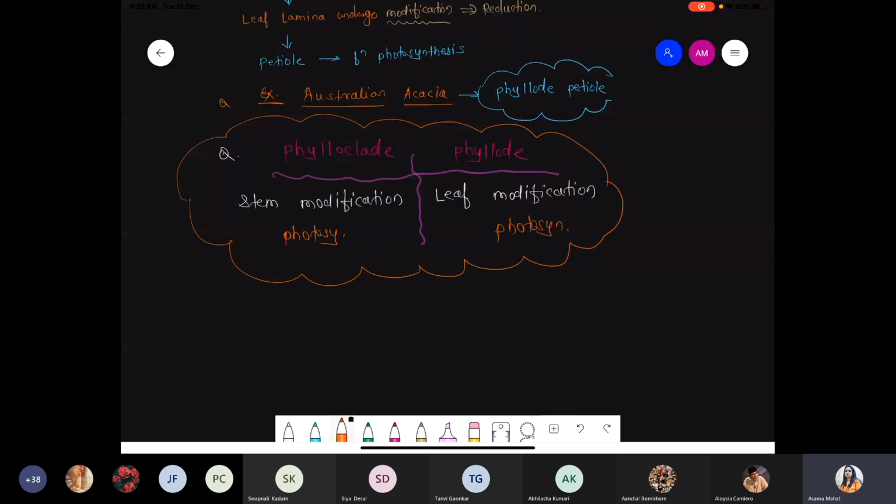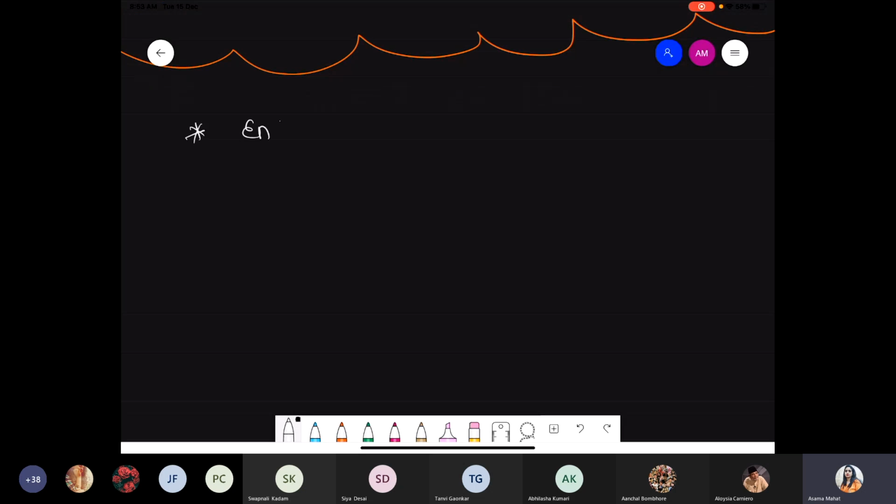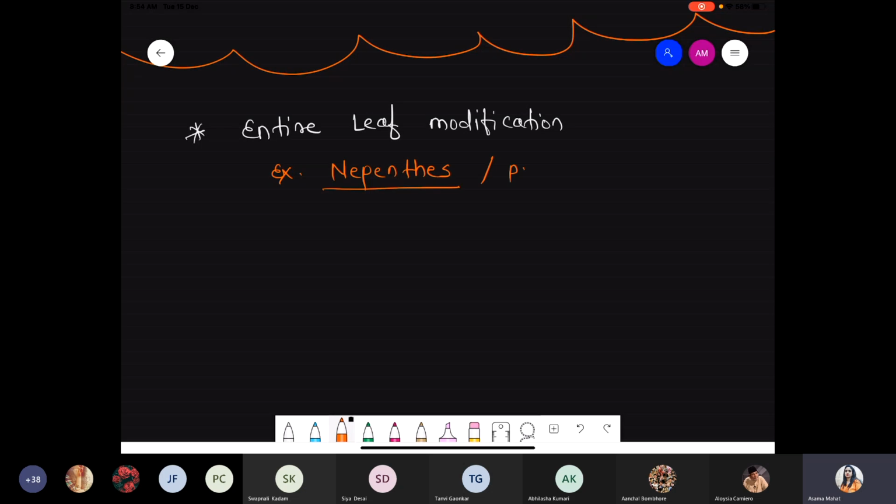We are taking a very special condition where the entire leaf, the complete leaf, gets modified. Entire leaf means the leaf base as well as the petiole and the leaf lamina; they are all showing modification. Common example: Nepenthes, commonly also called the pitcher plant. Nepenthes is one example of an insectivorous plant.